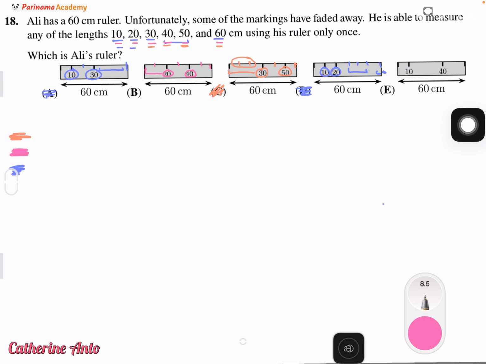Lastly, looking at E, we have 10 and 40 given. And then 60 is at the end. Since 50 is in the middle, we could probably approximate to find 50. And then here we're missing 20 and 30. Since 20 and 30 are somewhere around here, we can't really have an exact measure, so E is probably not the answer either. So this must mean the answer to this problem is B.